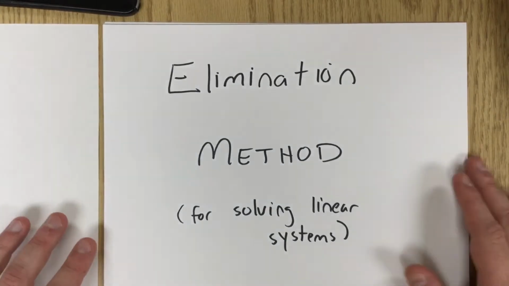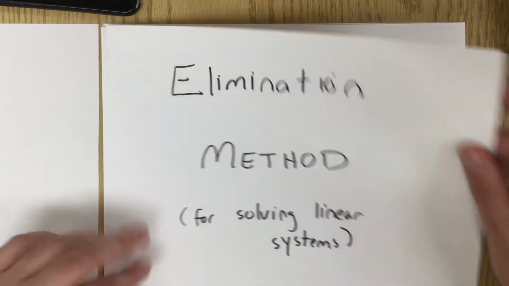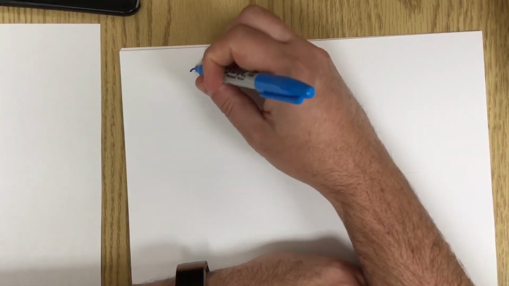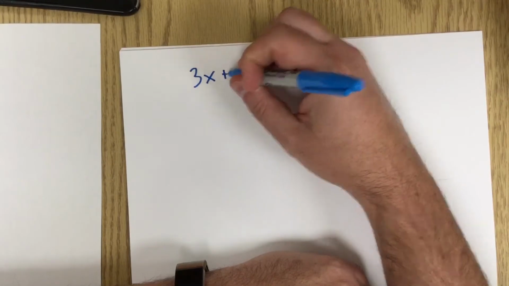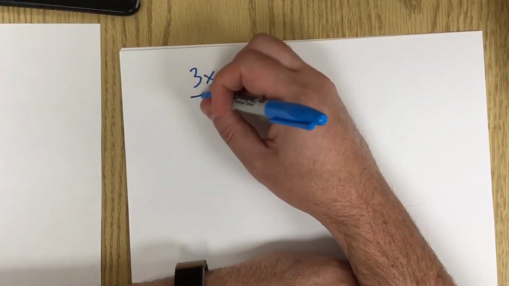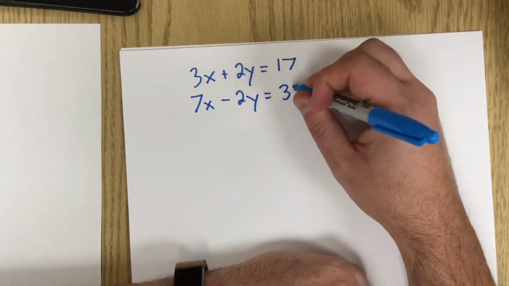Okay, so what we're going to be doing today is learning about the elimination method for solving equations. We're going to use elimination more for something like this. So we have 3x plus 2y equals 17, and 7x minus 2y equals 33.